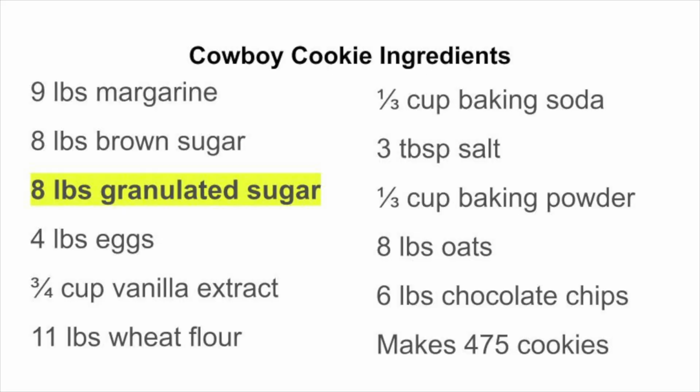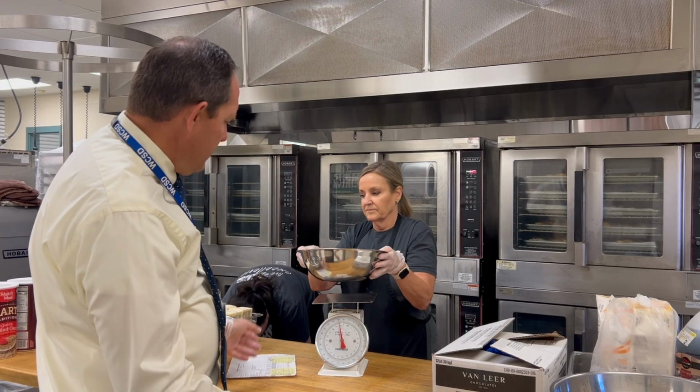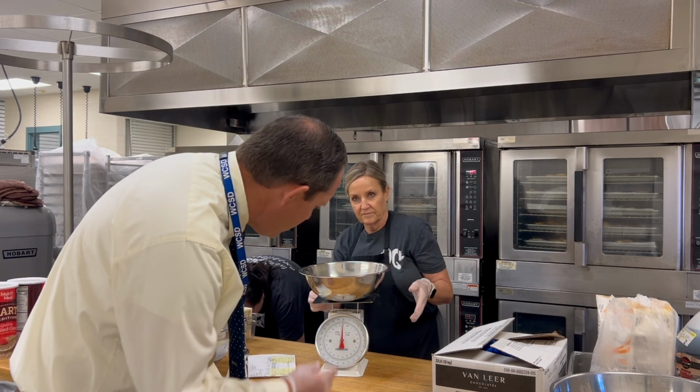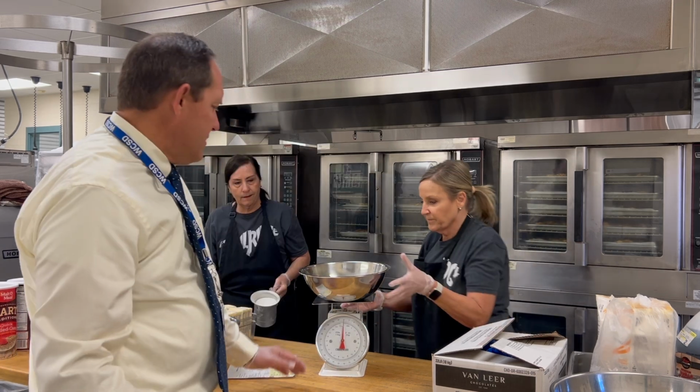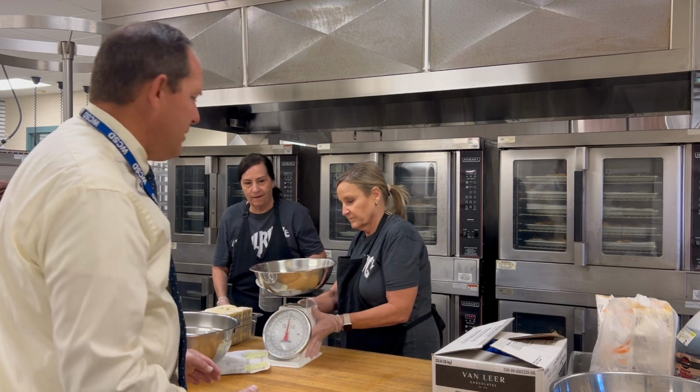Our next ingredient, 8 pounds of granulated sugar, white sugar. So we're going to do the same thing. Make sure that this is zeroed out. We need to go the other direction, just a hair. So now we've zeroed out this bowl, and now we can start measuring out the white sugar.